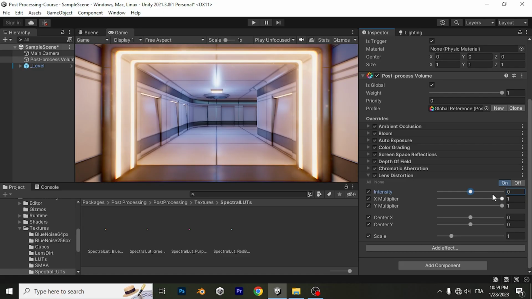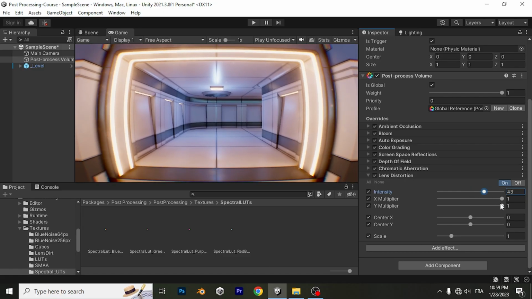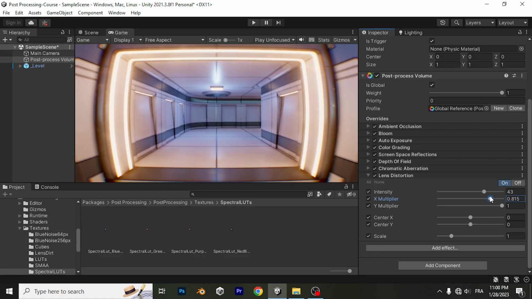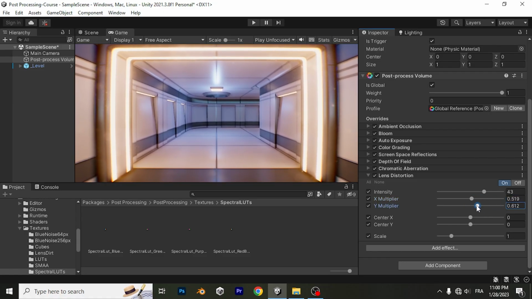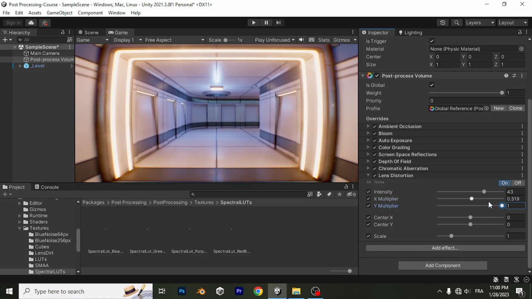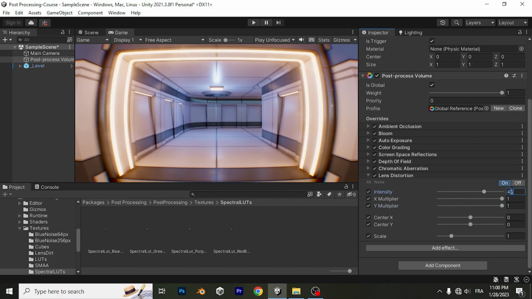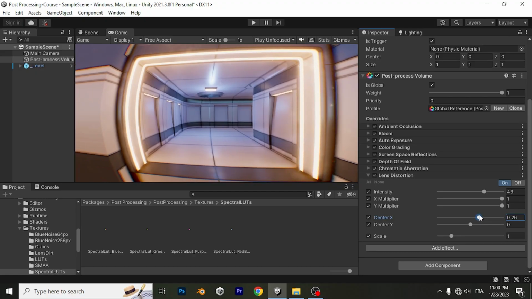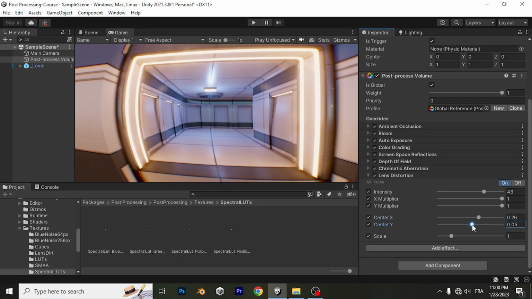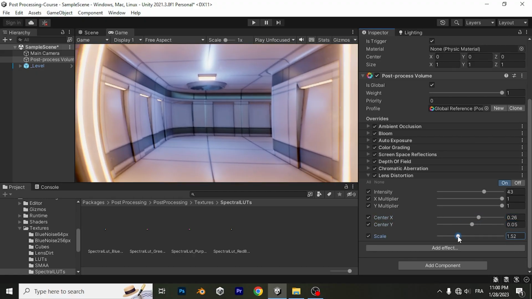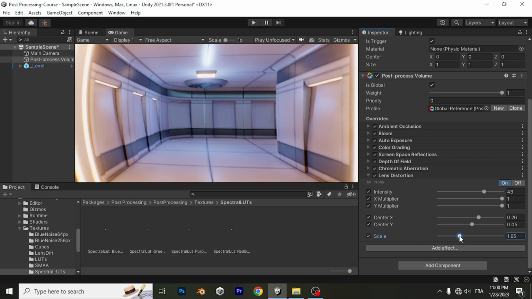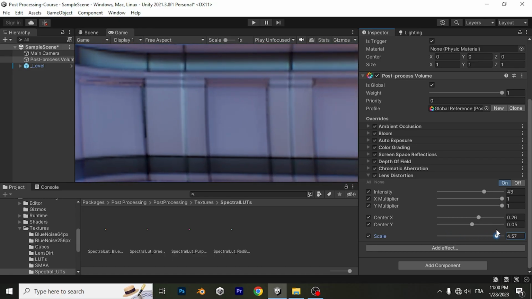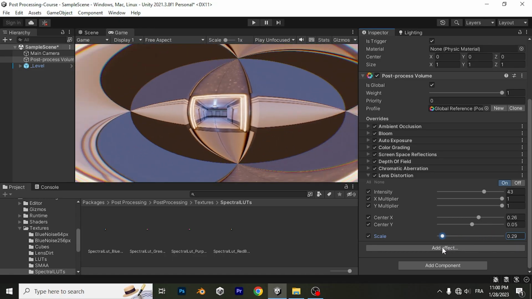The intensity of the distortion is also affected by two variables, X multiplier and Y multiplier, which are the intensity of the effect on the X-axis and the Y-axis. The lens distortion is centered by default, but can be offset using center X and center Y values. Scale determines the scale of the scene. Values higher than 1 cause the virtual lens to zoom in, while the opposite causes the scene to tile.